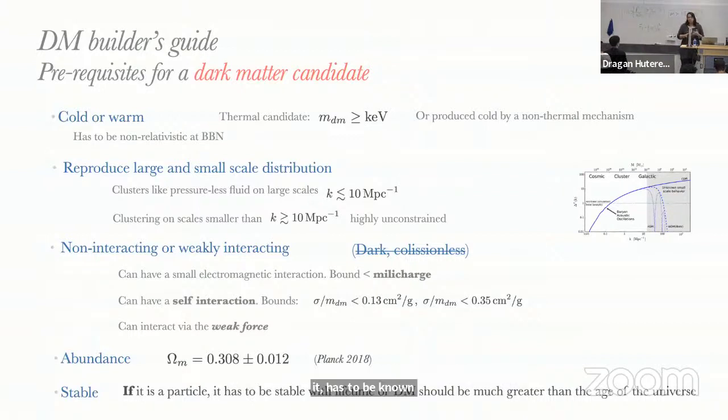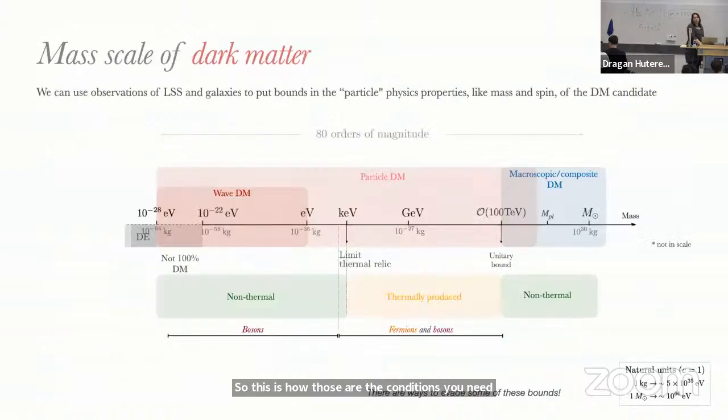So we know it's interacting gravitationally, that's the evidence, but it can have a milli-charge. It can self-interact a little bit, there are bounds, or it can interact with a weak force. We know its abundance from CMB, quite well measured. And if a particle, I'm not saying it has to be a particle, but if you invoke a solution that is a particle, it needs to be stable. So it needs to be a particle that is around here, it's not decaying. So it has to be a lifetime of the order of the age of the universe. Those are the conditions you need to have to construct a dark matter model.